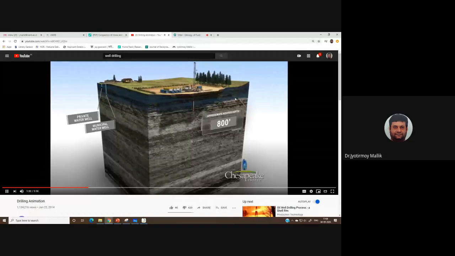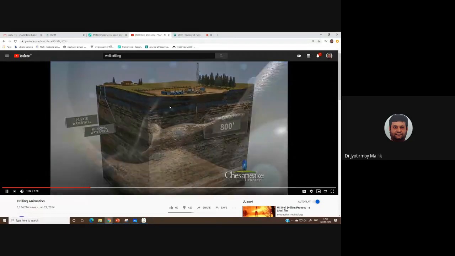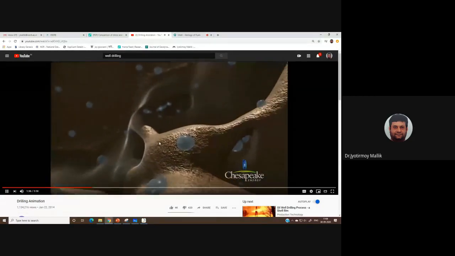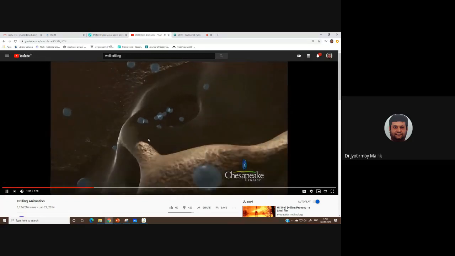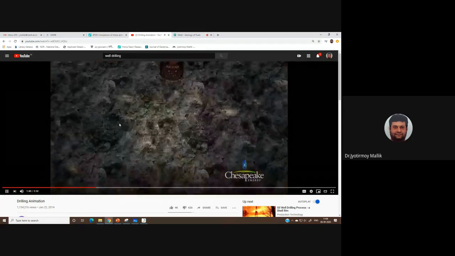So you can see these are all shallow water aquifers. Okay, and this is the typical picture of a rock. So these are the porous spaces within which either there will be my water molecules or there will be hydrocarbon, right? So these are the pore spaces.